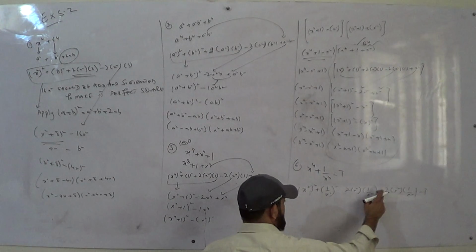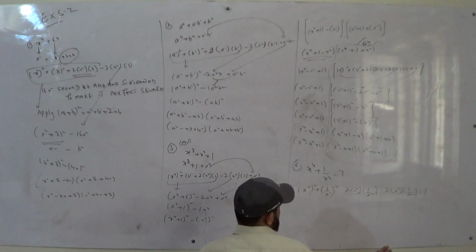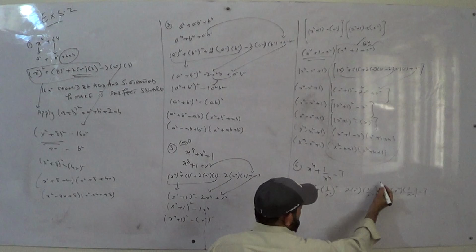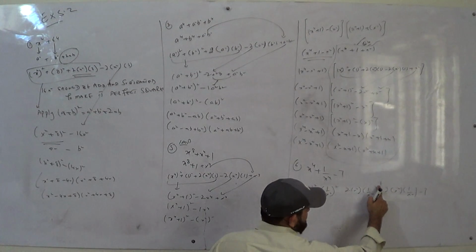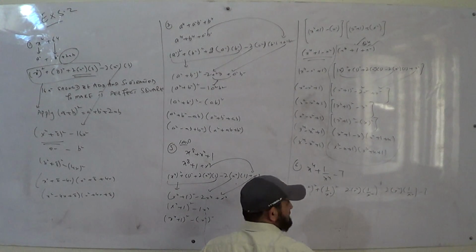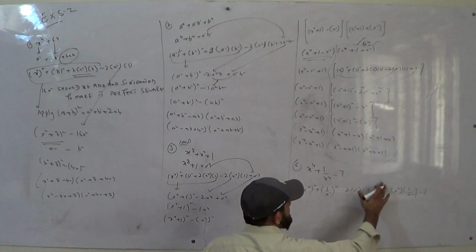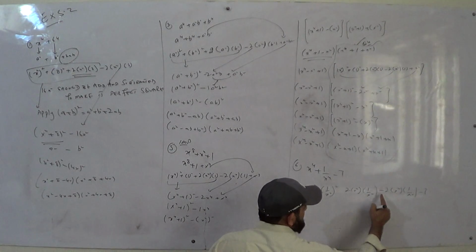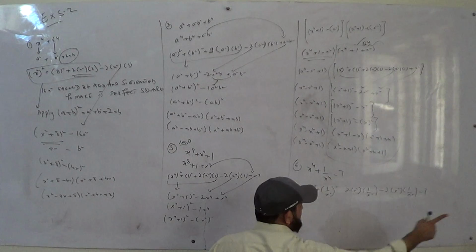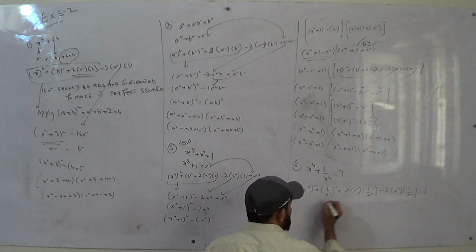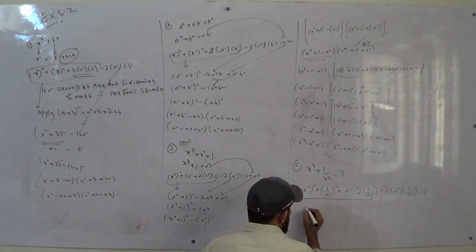I didn't write the plus or minus here. If it is plus 2 minus 7, it gives you minus 5, but minus 5 is not a perfect square. Instead, I write minus here. Minus 2 minus 7 gives you minus 9. 9 is a perfect square. Here is a plus. It will be a formula.